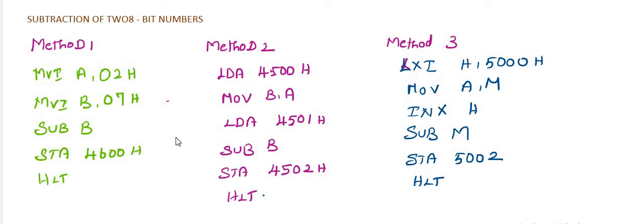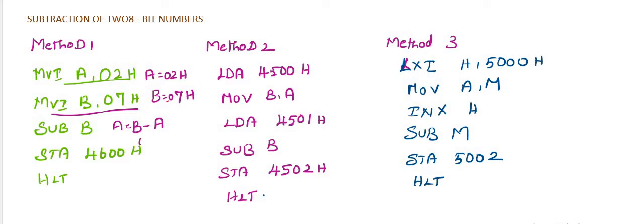MVI A,02 means we are loading the accumulator with the value 02H. Then MVI B,07: we are moving the B value as 07H. Next, we use the subtraction operation to get the difference between the A register and the B register values. SUB B means the accumulator is equal to A minus B.